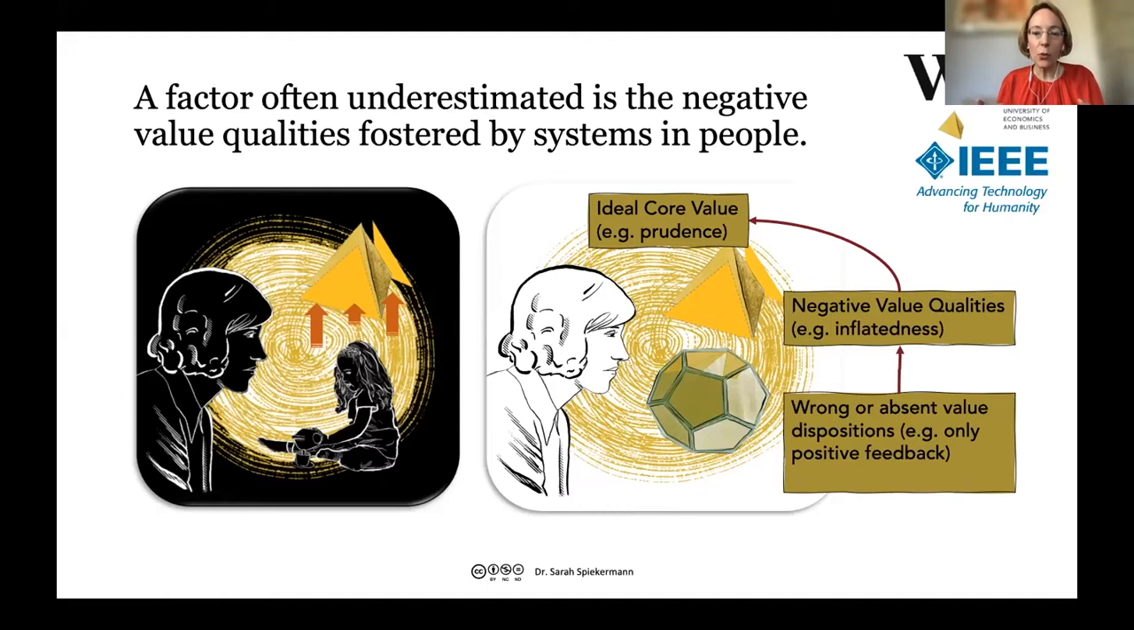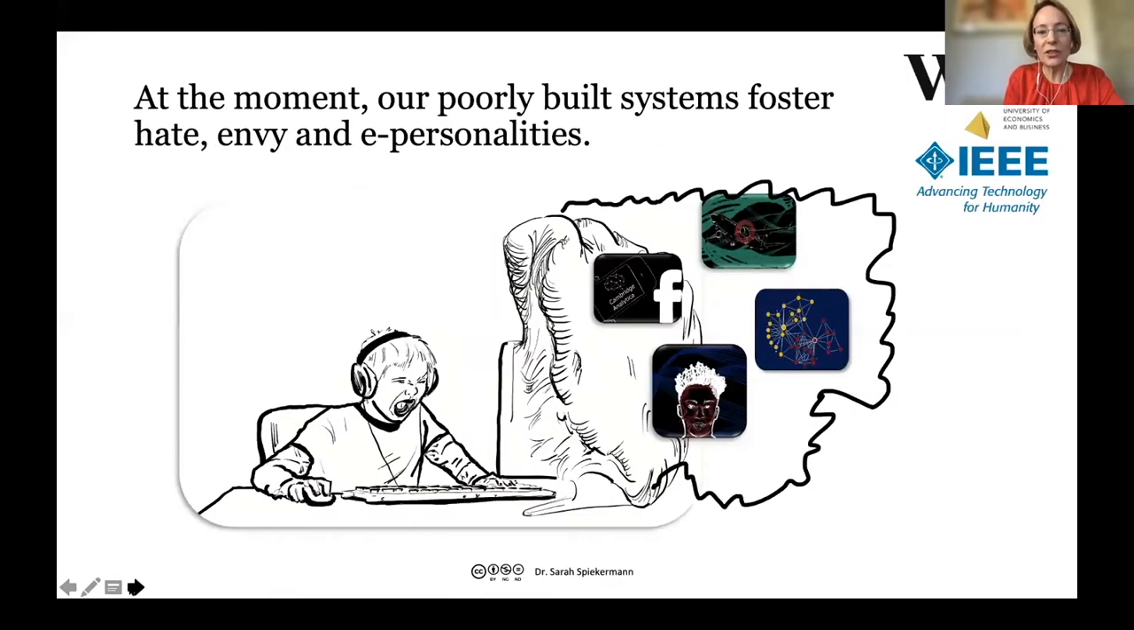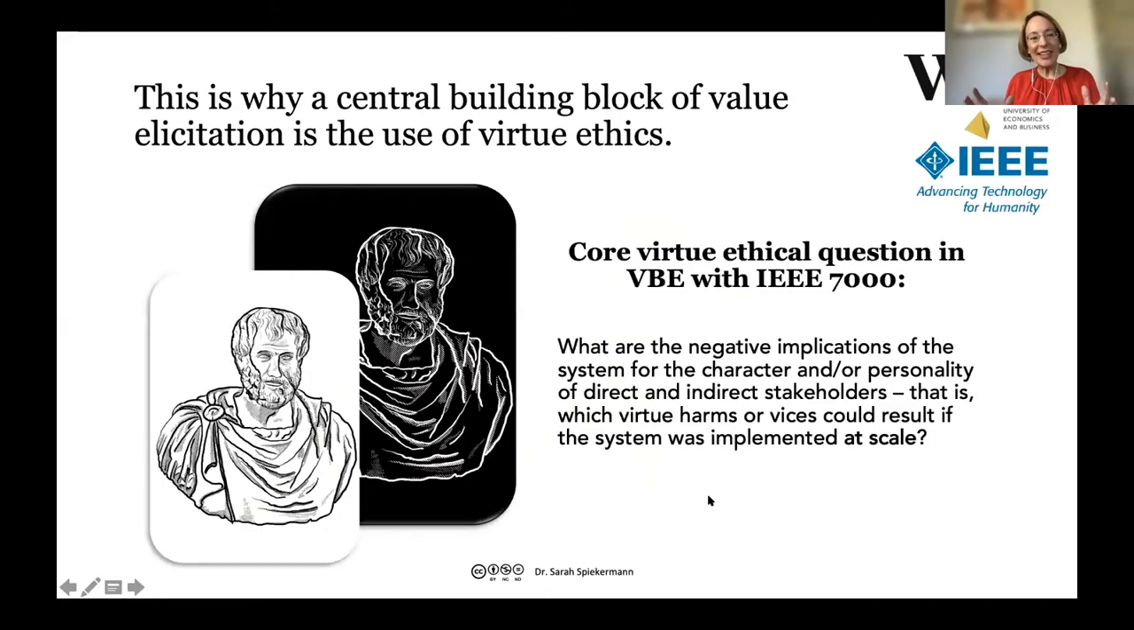So what I'm talking about here, and I give an example where we know from research that young people are developing an inflatedness about themselves if they are sometimes online. So they lack the core value of prudence. What I'm talking about here is the virtues. So value-based engineering is looking at what technology does to our virtues, and how do we identify that?